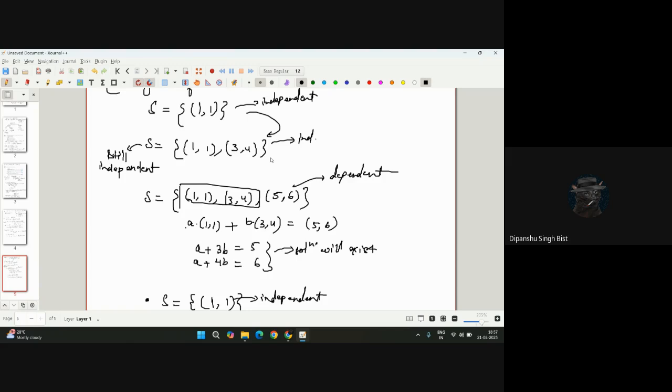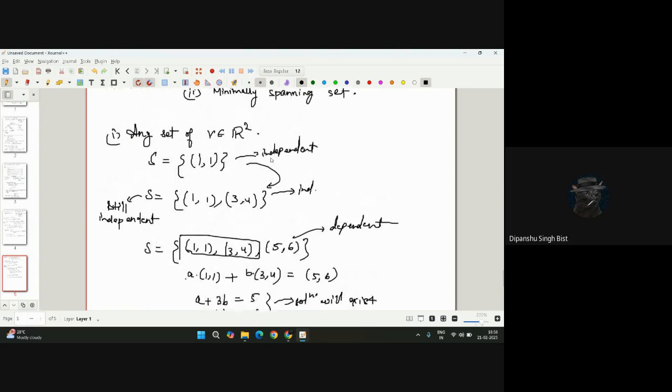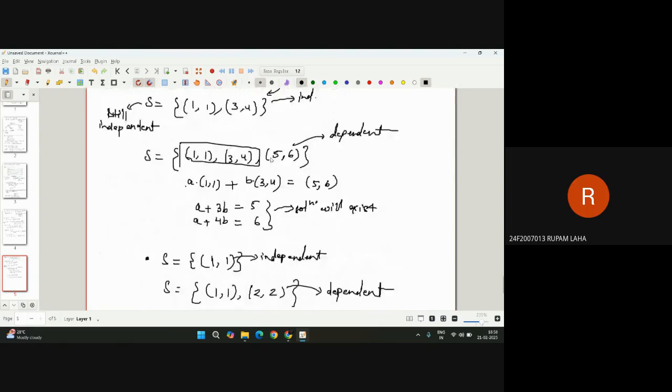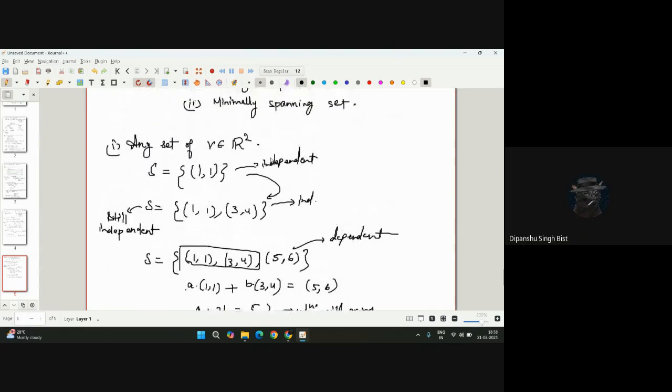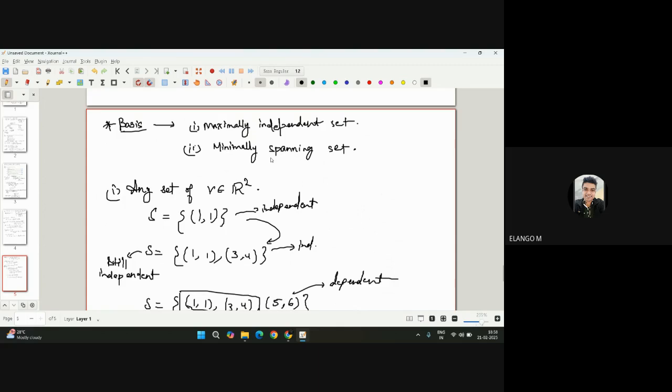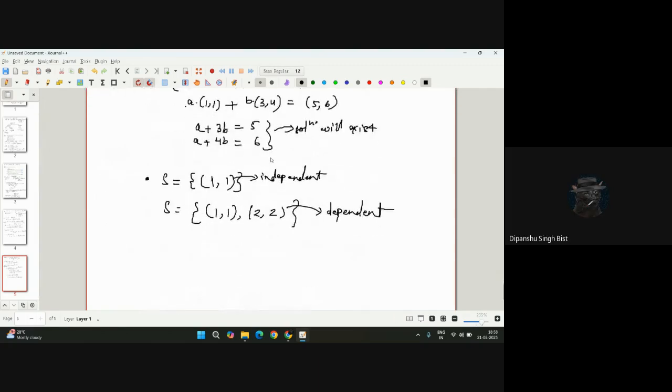So the claim here is, at max you can have n independent vectors inside your set, where n is the dimension. And adding anything beyond that will lead to dependent. Okay. And second comes minimally spanning.